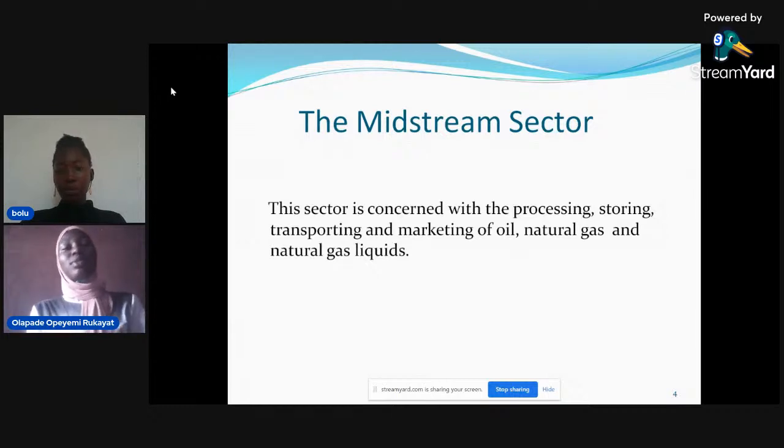So the midstream companies in Nigeria, they're just two. We have the O and the gas link. So these people are just involved with the processing, the storing and the transporting of the oil, natural gas, and the natural gas liquid.